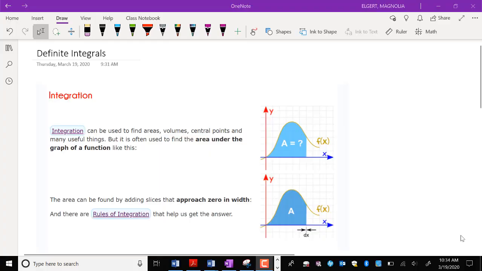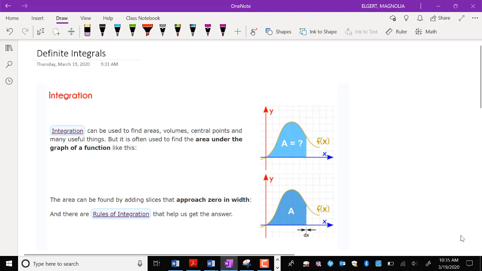All right, so definite integrals. They're different than indefinite. But what we have here, just a few little notes. Integration can be used to find area, volume, central points, many useful things. So integration has lots of purposes. Area is the biggest one that we're going to study, but volume, centroids, center of mass, fluid pressure, net change. You can do lots of things with integration.